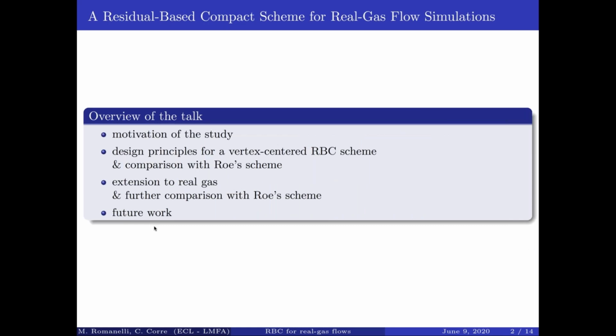I'm going to start with a few words on what motivates this implementation of the so-called RBC scheme in SU2. I will then proceed to briefly describe the key design principle of the scheme and make a short comparison with a Roe scheme. Then say a few words on the real gas extension, which was no big deal. And I will conclude with a few words on the future work.